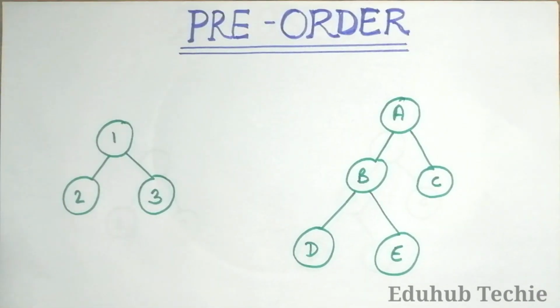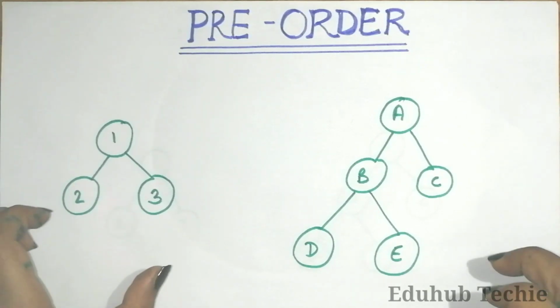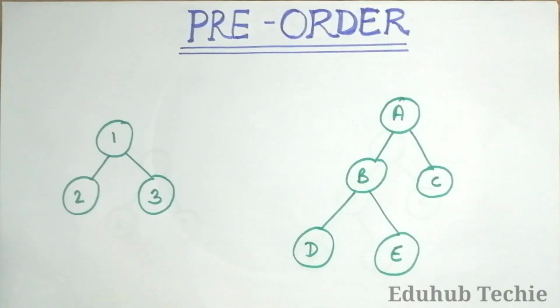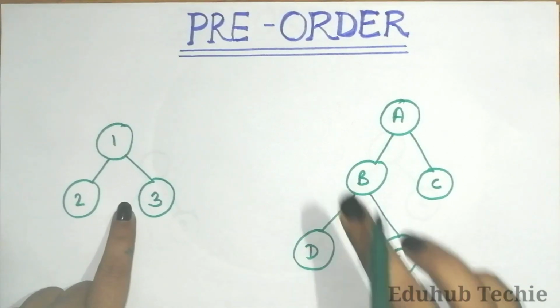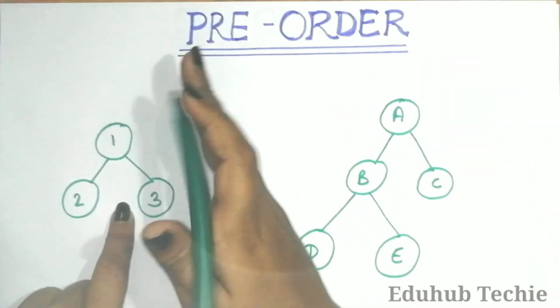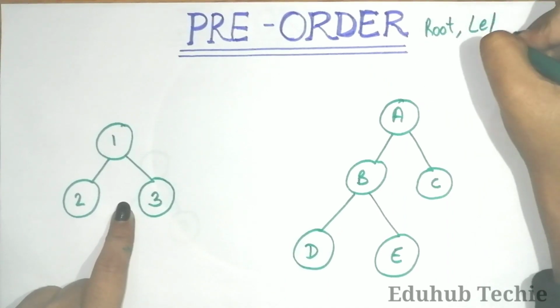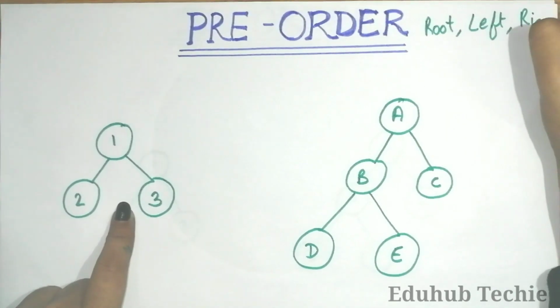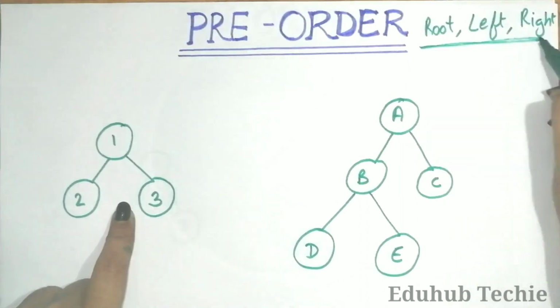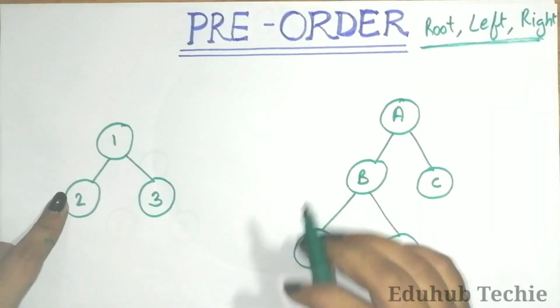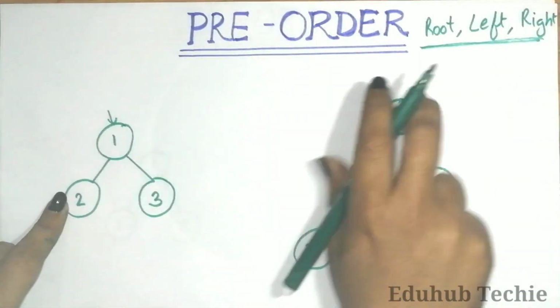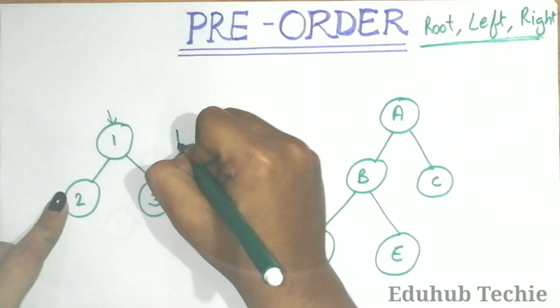So now we will see pre-order. Okay. We need to find the pre-order of these two trees. First we will find the pre-order of this, then this. So pre-order, pre means पहले. So root will come first, then left node and then right node. Okay. So we need to follow this. So here, which is the root node? 1 is the root node. So in pre-order, root comes first. So we will write 1.